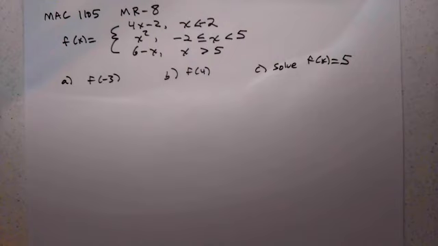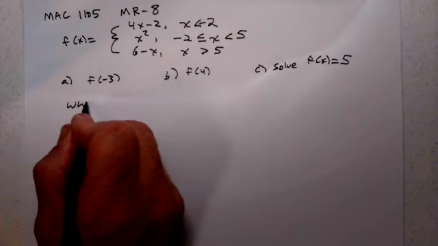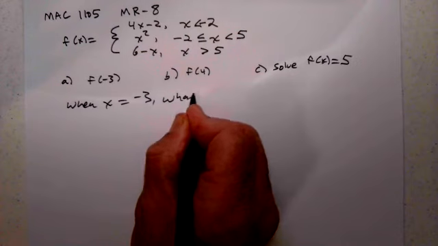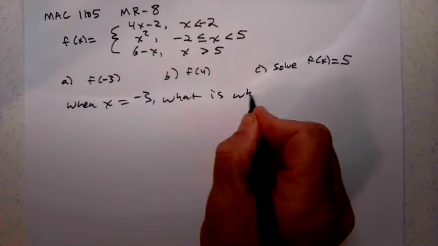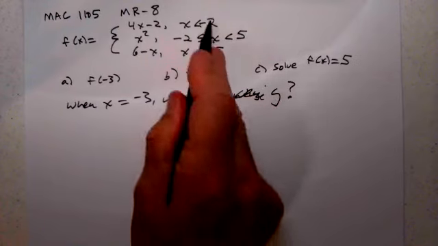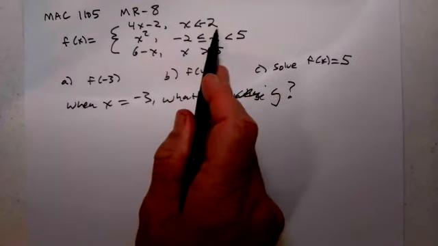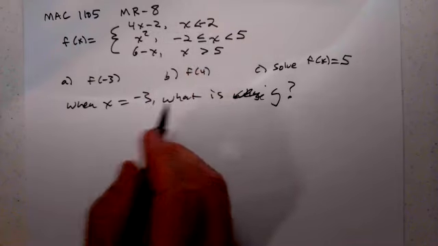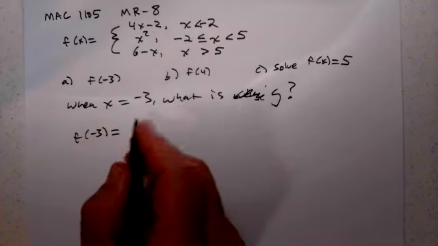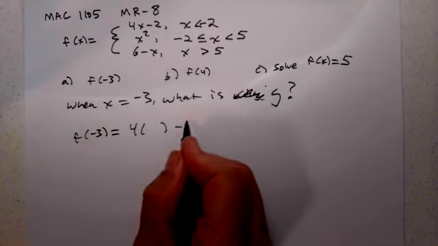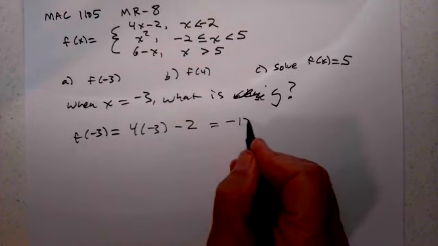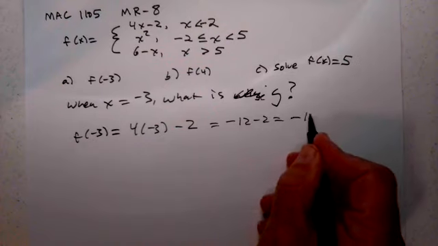So I want f of -3, which means when x is -3, what is y? To answer that question, we're going to determine what is y. Which branch are we on? If x is -3, x is less than -2, we're on the first branch. So f of -3 requires me to plug it into the first branch, which is 4x minus 2. 4 times -3 minus 2, which is -12 minus 2, which is -14.